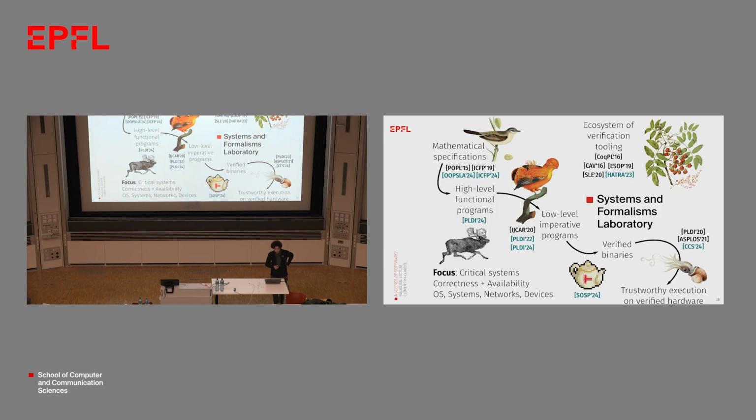So what's the point of all this? Why are we doing all this? Well, the point is this, broadly. I tried to express what my lab does as a series of arrows on this picture. Fundamentally, start at the top left. You have mathematical specifications. You can get high-level functional programs from that. You can extract those to low-level imperative programs. And then with a bit of luck, if you have the right hardware, you can actually get verified binaries that run on verified hardware. Eventually, I would like a trustworthy future.